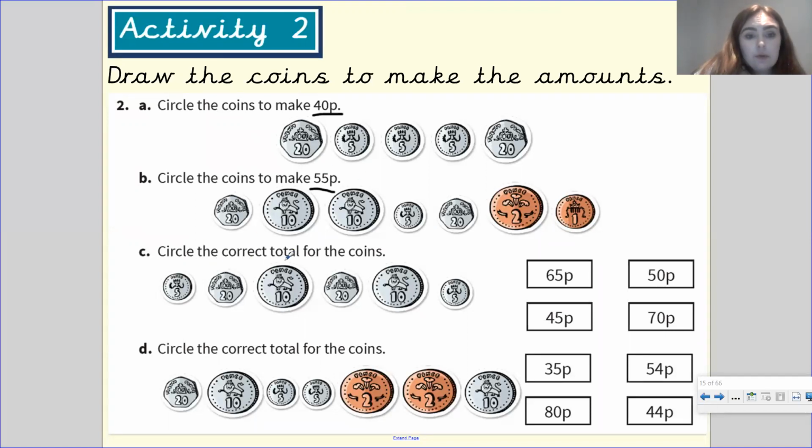You need to circle the correct total for the coins. So you need to count how many coins you have here and how much their value is, add them together and tell me which of these is their value. And then again, you need to do the same here. So count the coins you have and tell me the value.